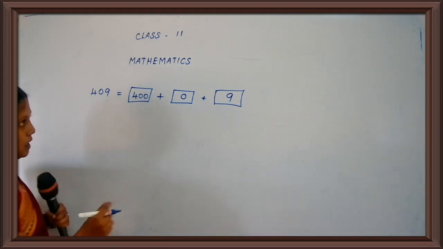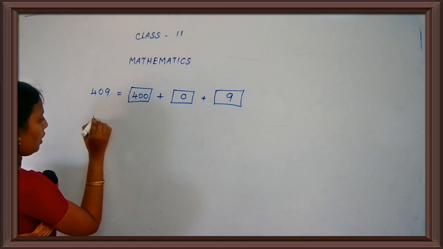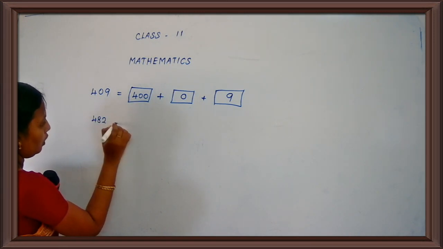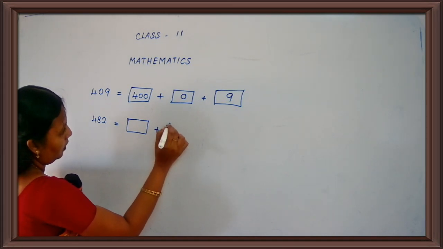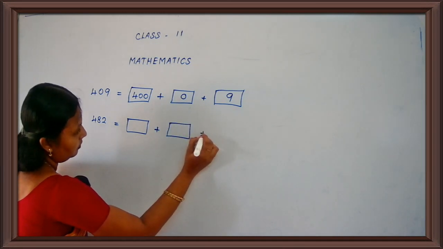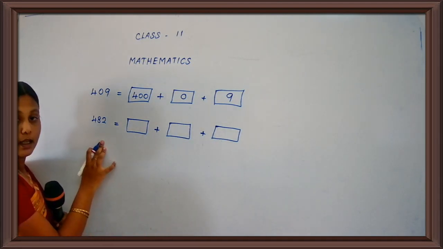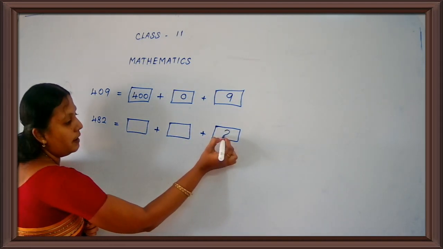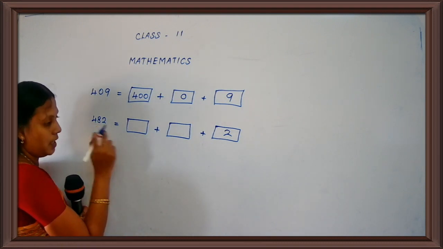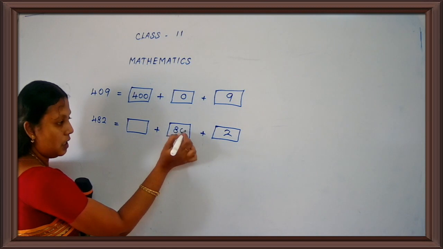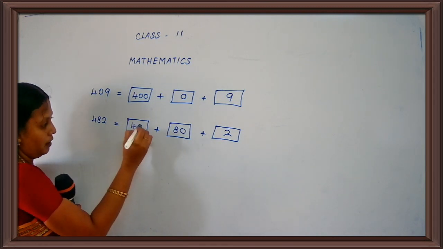How many ones is there? 8 ones. Okay. How many ones? 8 ones. How many tens? 5 tens. How many hundred? 900. Okay children. Then see the next one. Have you written? Okay, I hope you have finished that one.